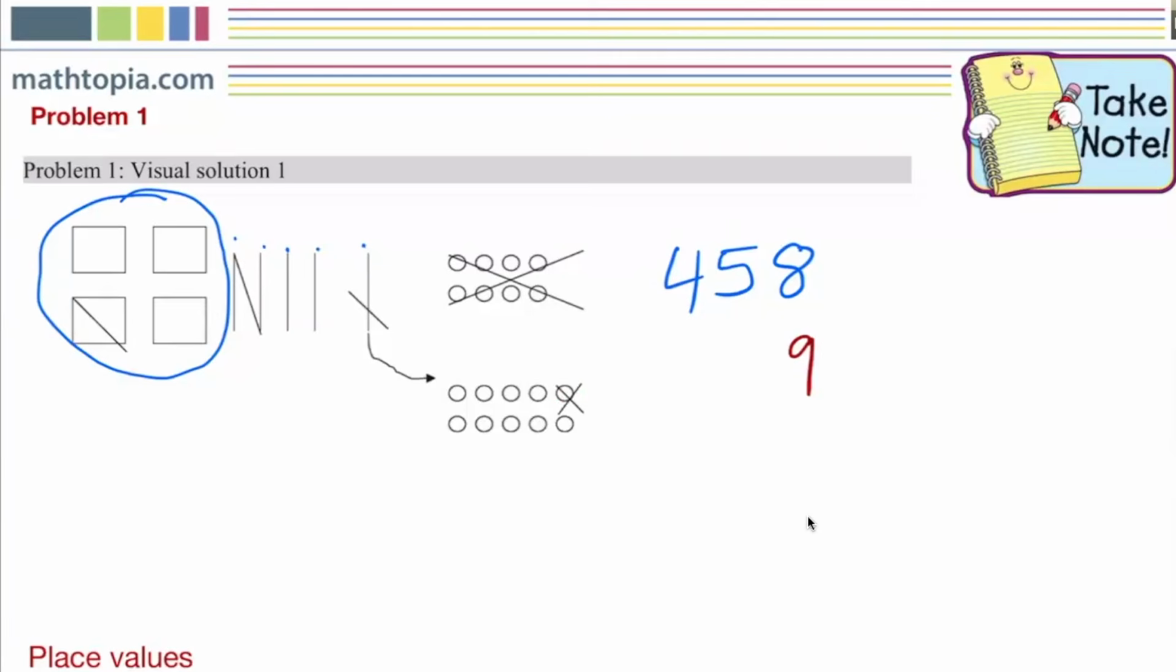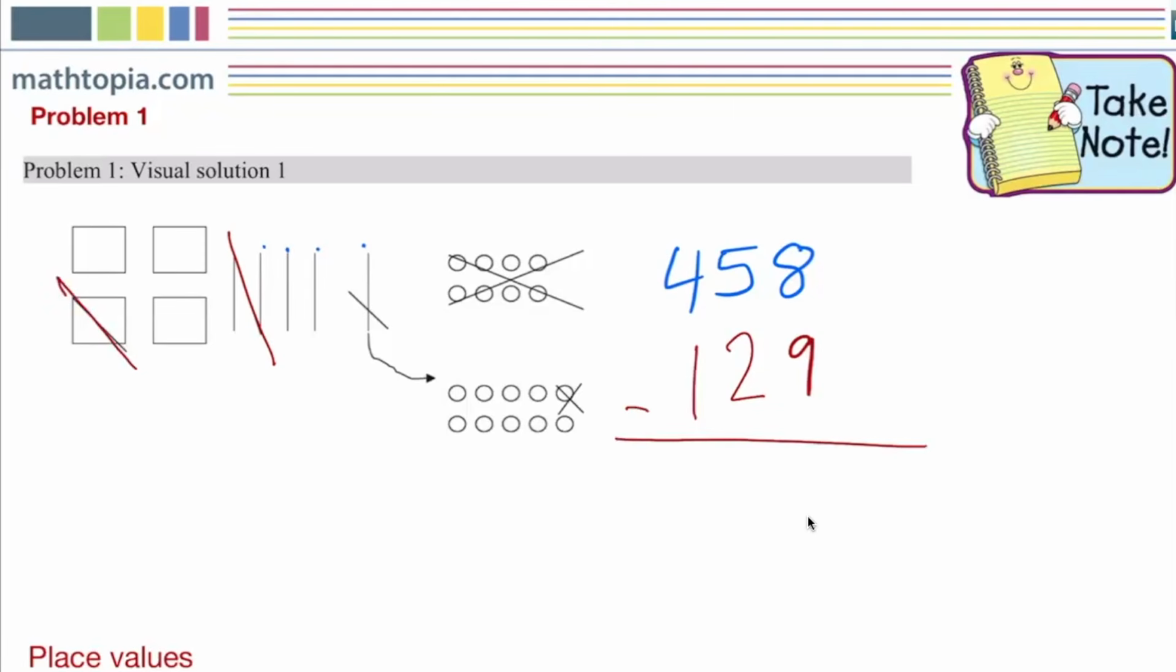How many rods, how many tens am I crossing? 2, right? Possibly 2, right? And how many flats, which in this case is 100, am I crossing? 1. Okay, let me explain. That's the first challenging part.